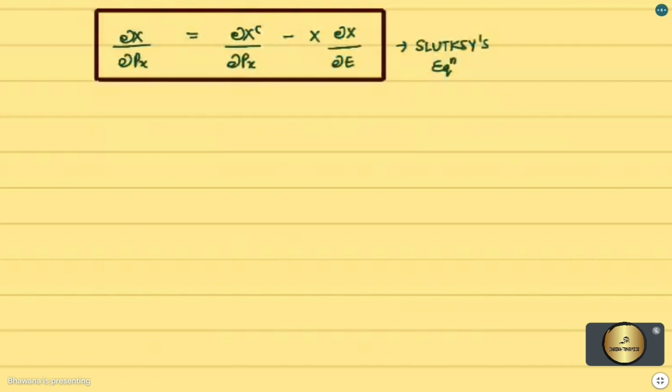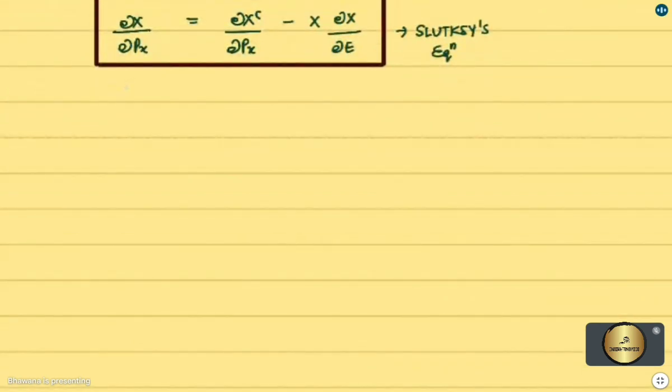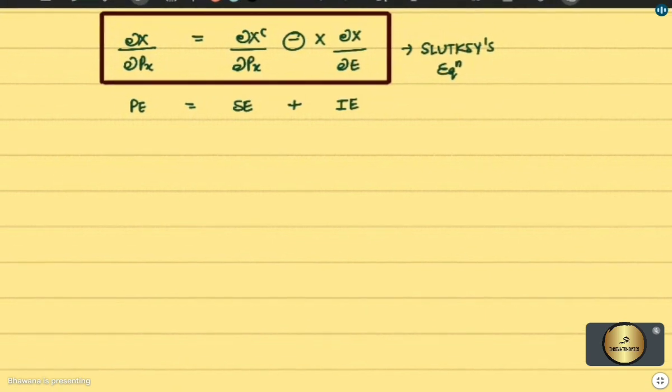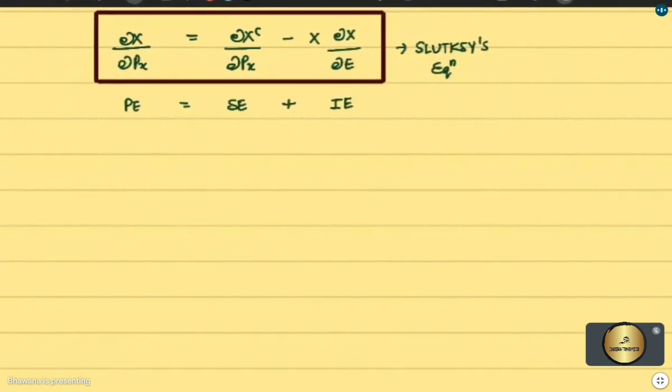Okay, so this is an expression for price effect, which is equal to substitution effect plus the income effect. Here the negative sign depicts the sign of the overall income effect.